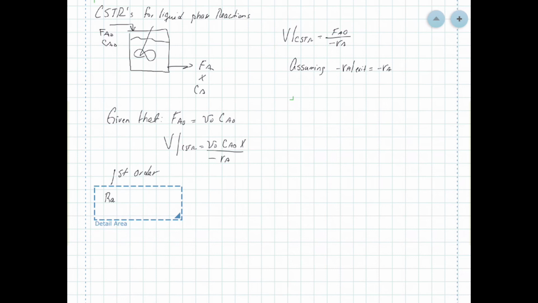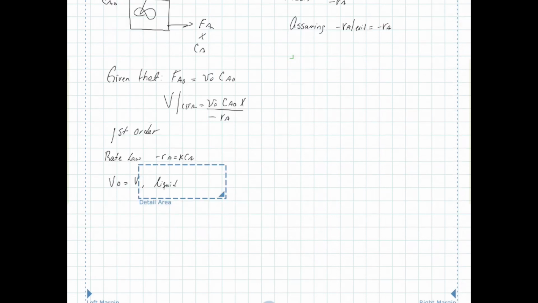the design equation, which we already did, and then we define what is going to be the rate law for the reaction that will be in the reactor. And then we know from the statement that we are considering a reaction where the reactants are in liquid phase. Therefore, V0 equals V for liquid phase. We're assuming that.